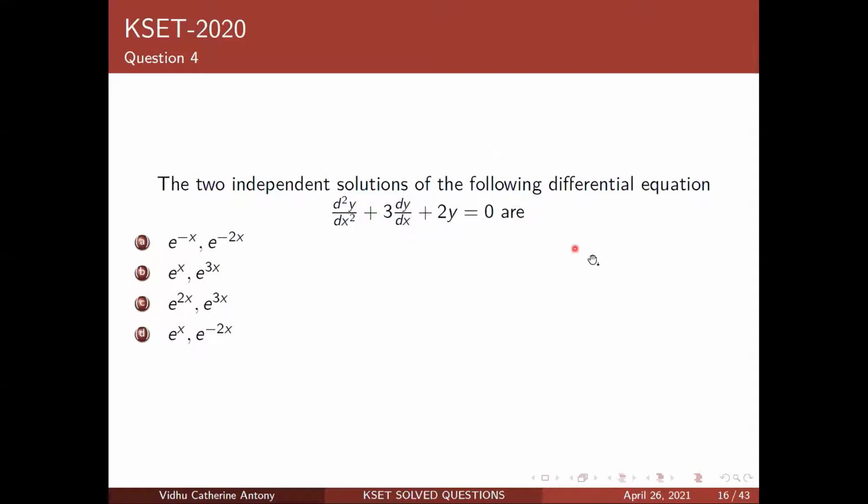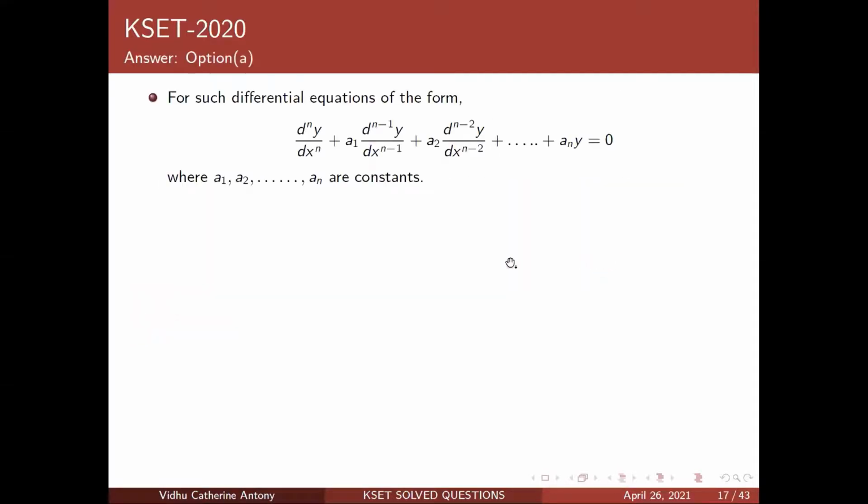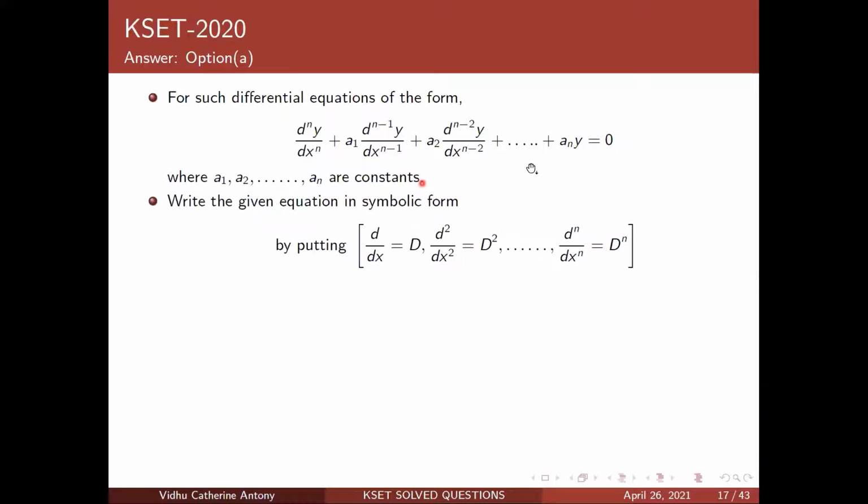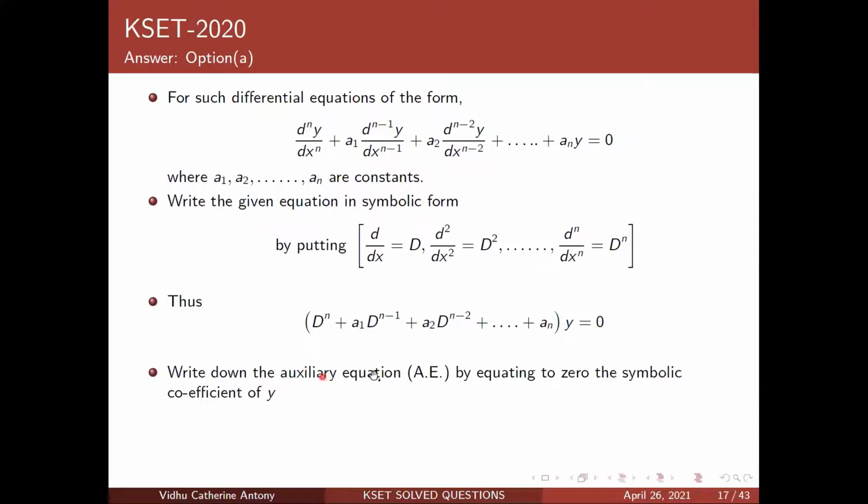Okay, so let's look at the method to solve this. If you look at the differential equation, the question, it is of this form. This is the nth order differential equation that you have, and these are the several constants. You start off with putting D, d by dx is equal to D. This is something that we've done in BSE a lot, especially in the math part. So you have something like this, and then you write down the auxiliary equation and equate it to 0.